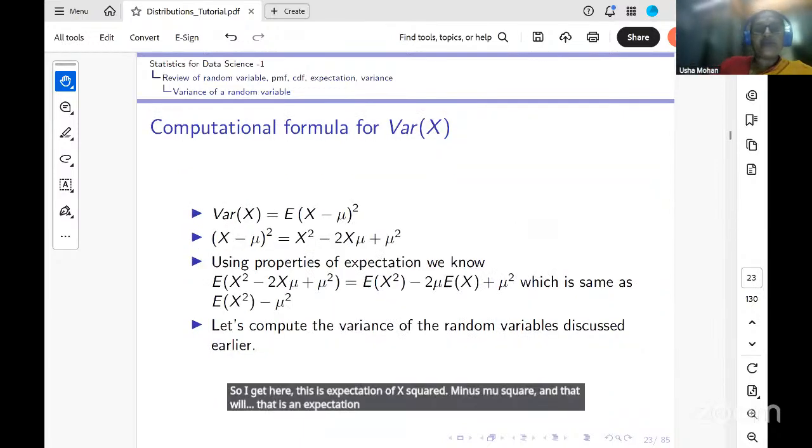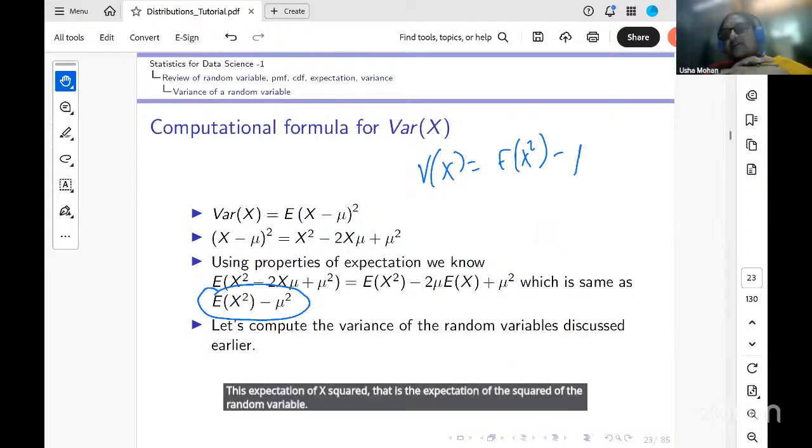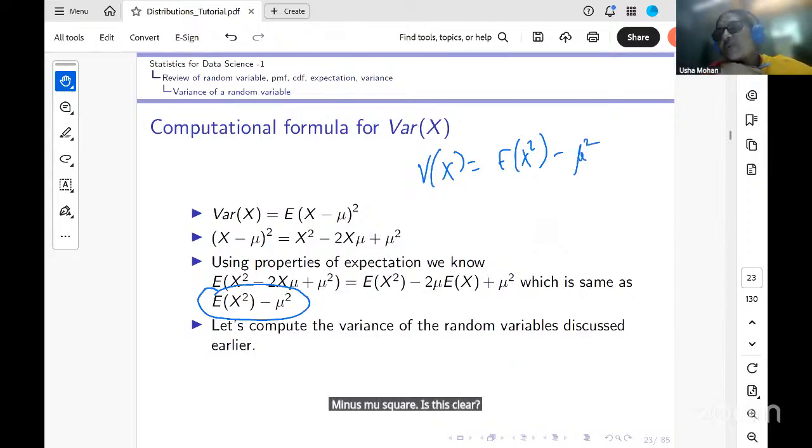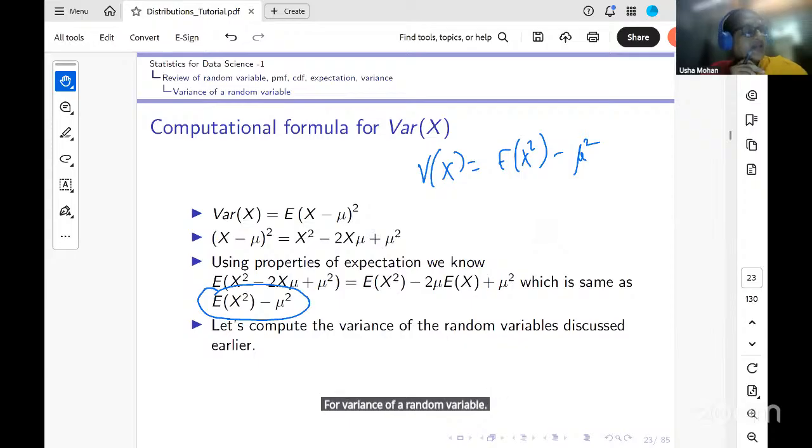So the computational formula that is used to compute variance of X is the expectation of X square, that is the expectation of the square of the random variable, minus mu square. Is this clear? This is what we refer to as the computational formula for variance of a random variable. Any questions here?